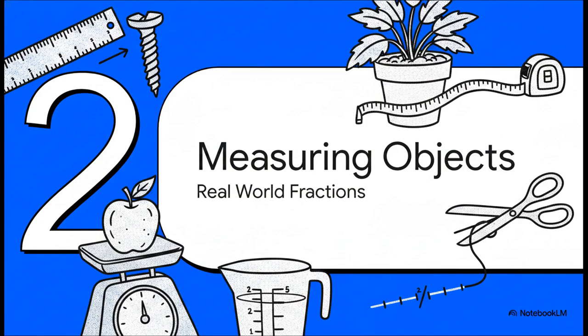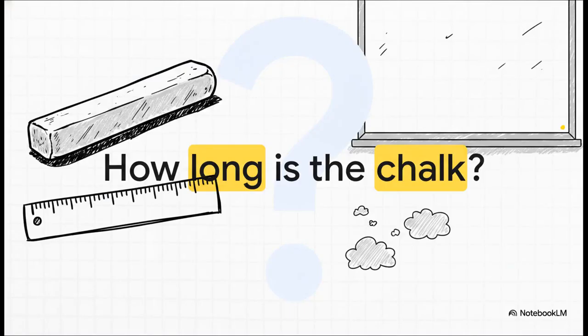All right, moving on to Section 2, Measuring Everyday Objects. Imagine grabbing a standard piece of chalk. If you were to place it against a ruler right now, how long do you think it is? Does it just hit that 1 centimeter line perfectly? Think about it for a second.